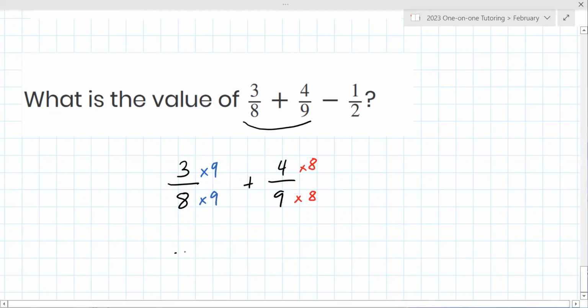Okay, so can you give me the new fractions, please? Okay, so 27 over 72. Good. And then after the second one, 32 over 72. Good. So now you want to add the top numbers.